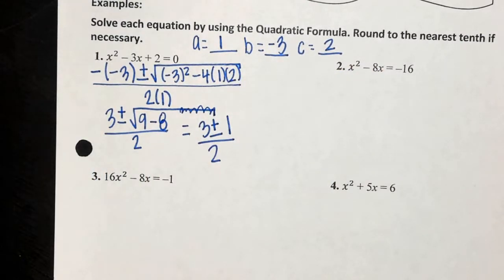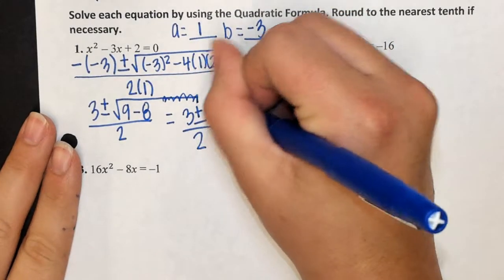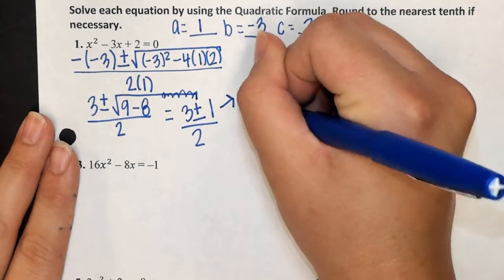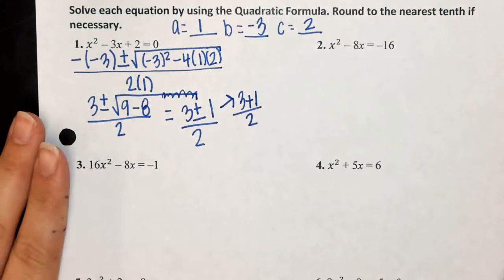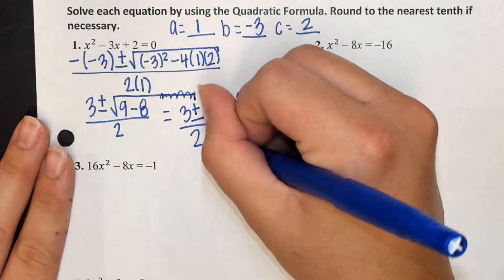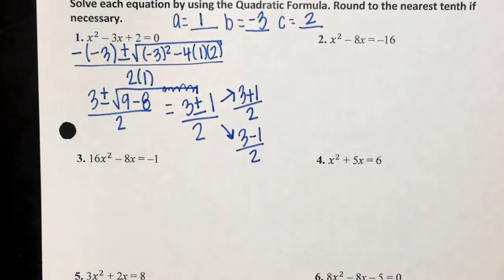Now, how many of you have seen this plus or minus sign before? What it basically means is you have to do the problem twice: one time with it being an addition sign, one time with it being a negative sign. So we basically have 2 equations. The first one, you use only the plus sign, so you have 3 plus 1 over 2. The second time, you use only the negative, so you have 3 minus 1 over 2.